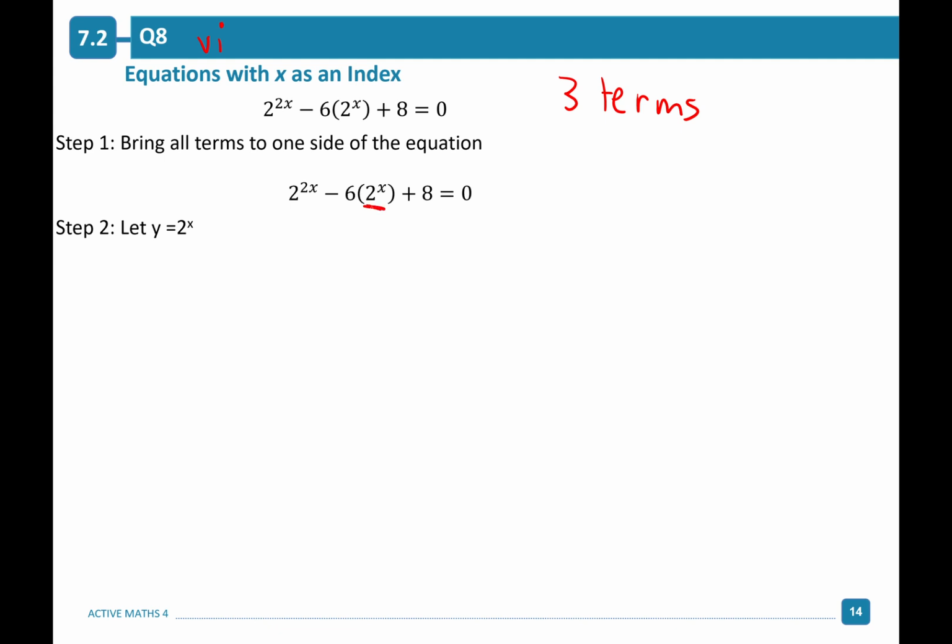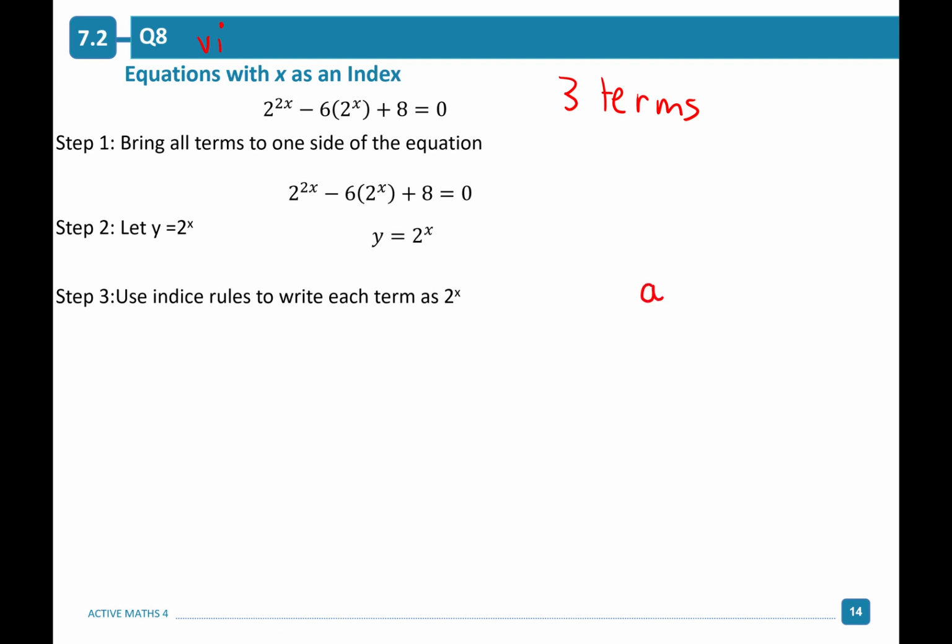Then let your middle term equal y. So that's y is equal to 2 to the power of x. So I want to substitute in y everywhere I see 2 to the power of x. You're trying to make a quadratic equation. To do that, you have to use your indices rules to write each term with a 2 to the power of x in it, so that you can take out the 2 to the power of x and pop in your y. So how can we use our rules?